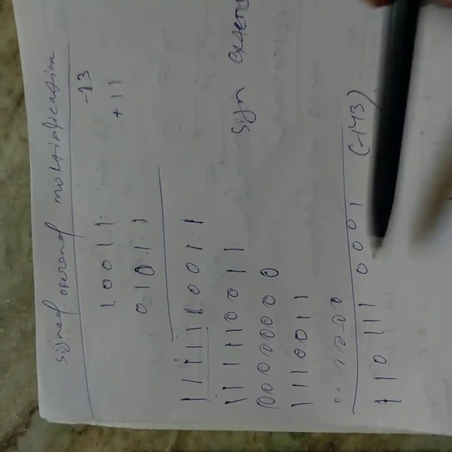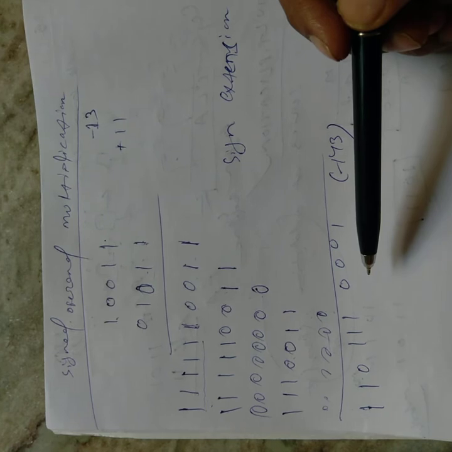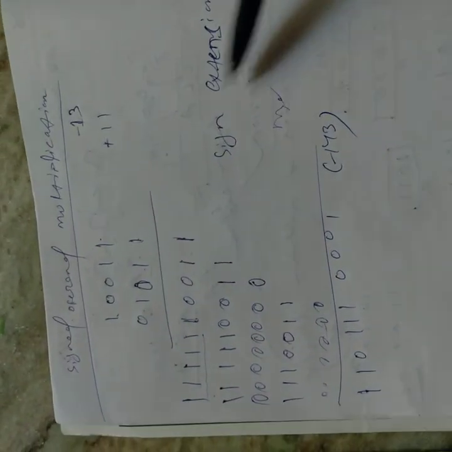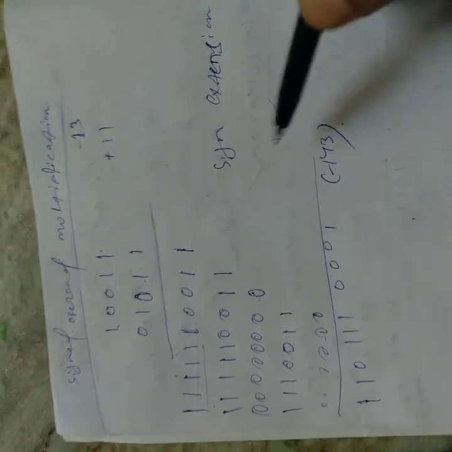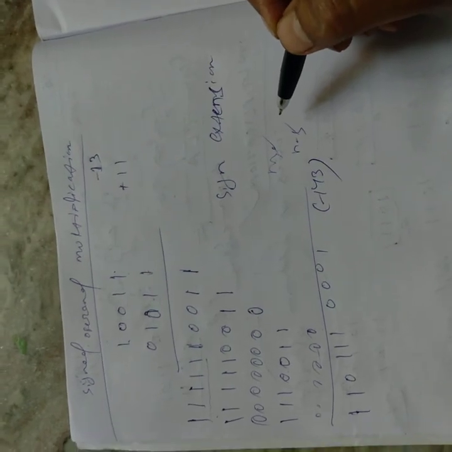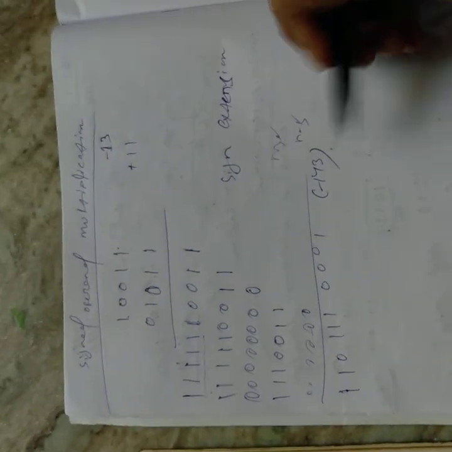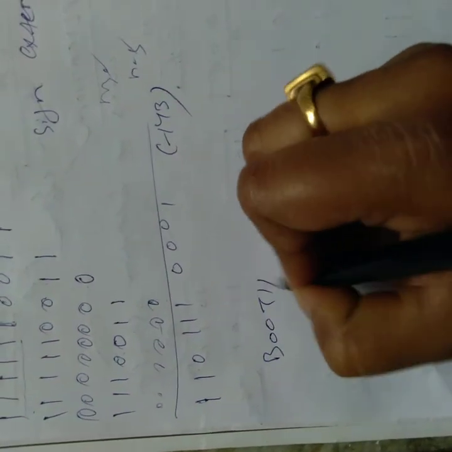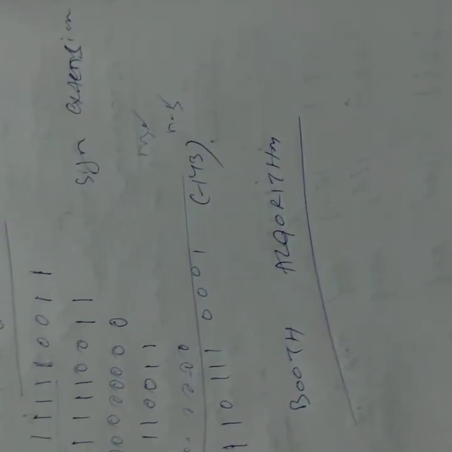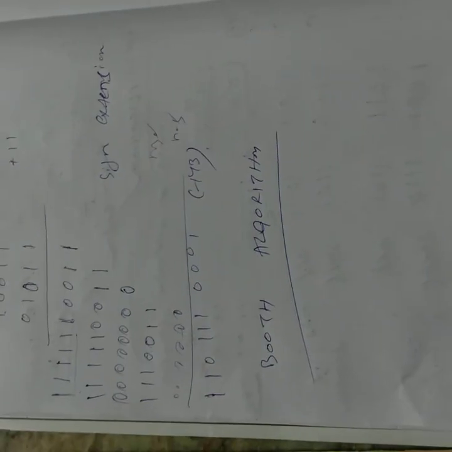So that is the basic idea of improving the multiplication process. If this multiplication takes n seconds, and you reduce these intermediate summands, you may take n minus 5 seconds. That also is a quality improvement. Okay, so how we can do that, that we'll see. There is an algorithm called Booth algorithm.